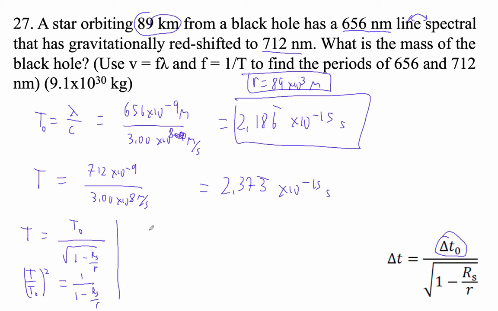What's our next step? 1 minus RS over R is equal to 1 divided by this, so it's T naught squared over T squared. Then RS over R is 1 minus T naught squared over T squared. I multiply that by R, and I've got the Schwarzschild radius. We're good to go now.